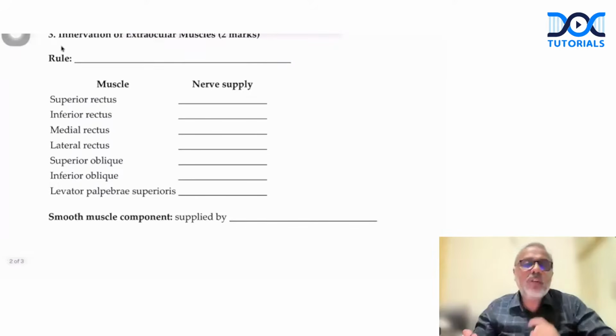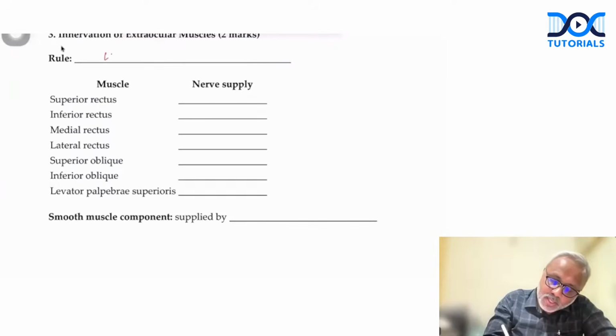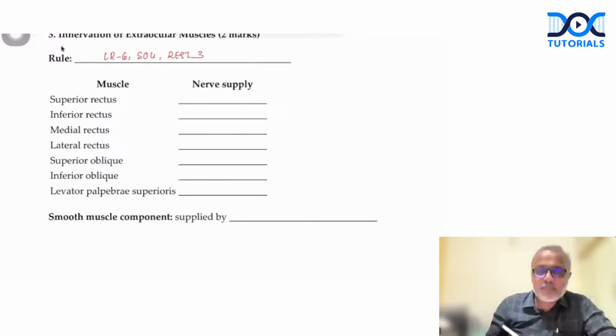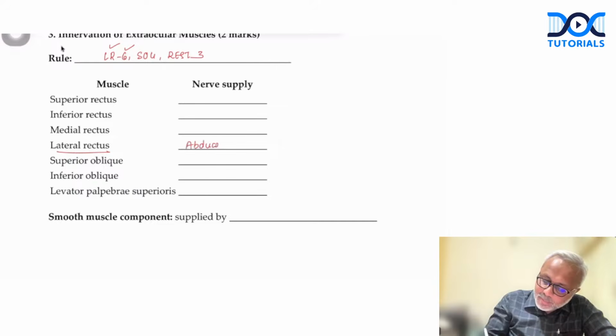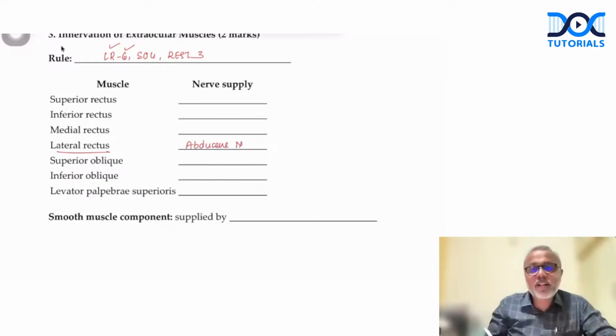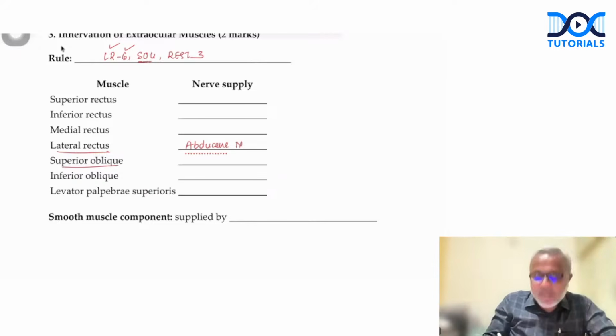In innervation, all we need to remember is the rule LR6, SO4, and rest by 3. What do we mean by this? LR refers to lateral rectus, 6 refers to abducent nerve. So lateral rectus is supplied by the abducens nerve, right? Then SO4, what does this mean? Superior oblique, remember, this is supplied by the trochlear nerve.